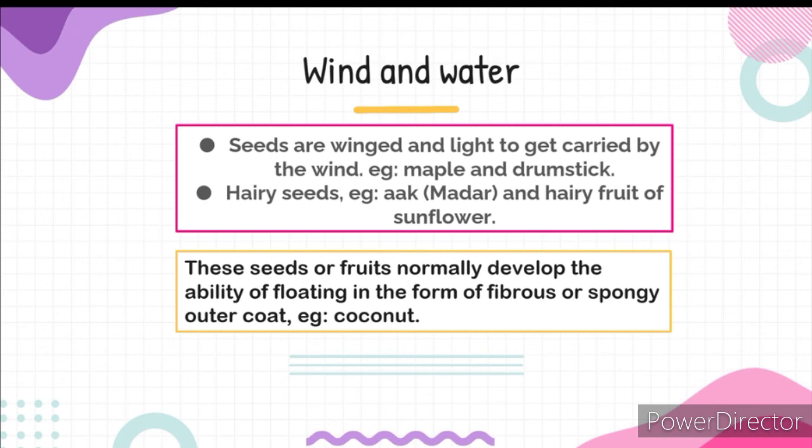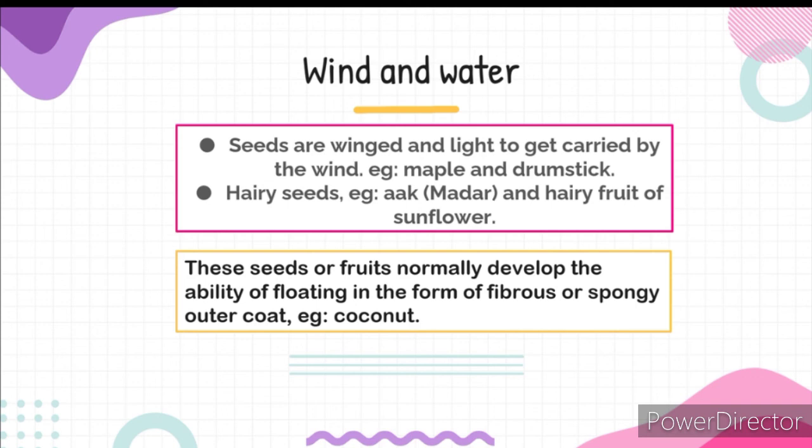So let's see them. In the case of wind, seeds are winged and light to get carried by the wind. Means, for example, if there are some seeds, they are going to be carried with the help of the wind. हवा उनको उड़ा ले जाएगा. This mainly takes place in plants like maple and drumstick. Now, hairy seeds, for example aak and the hairy fruit of sunflower, this dispersal will take place.